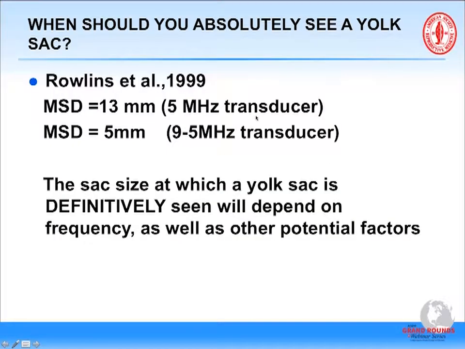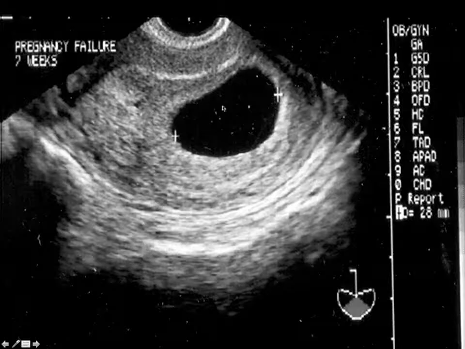This is probably transducer dependent. Rollins published on the fact that with the newer 5 to 9 megahertz transducers, they always saw a yolk sac by mean sac diameter of 5. But here's a 28-millimeter sac in which there's nothing inside.